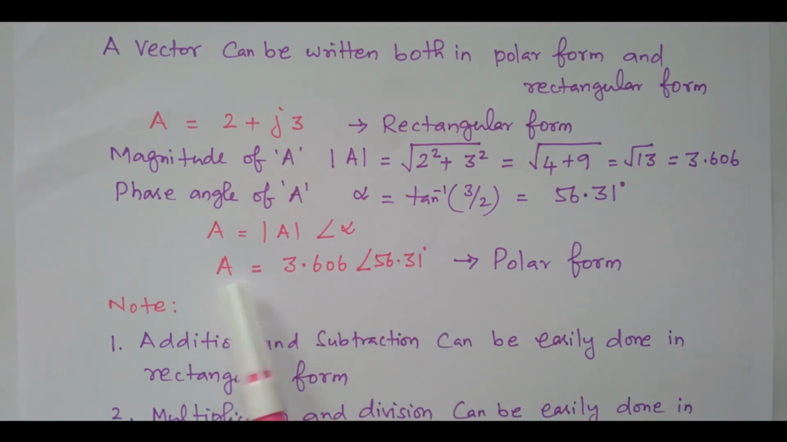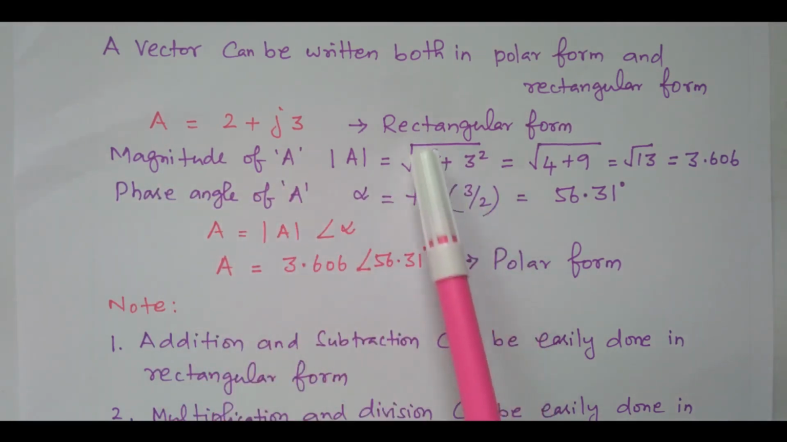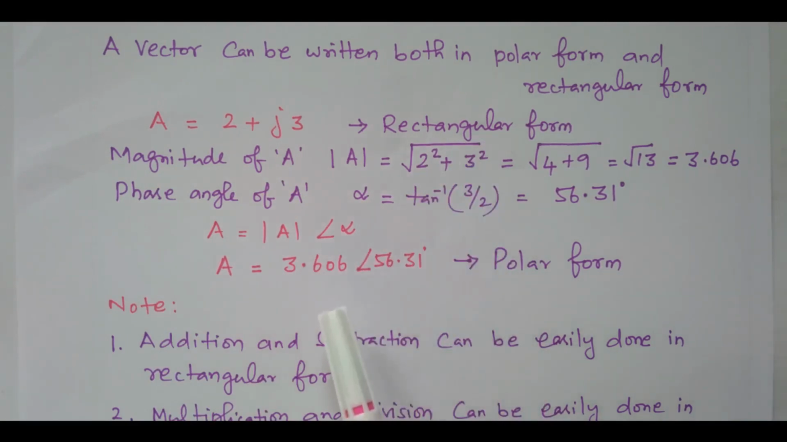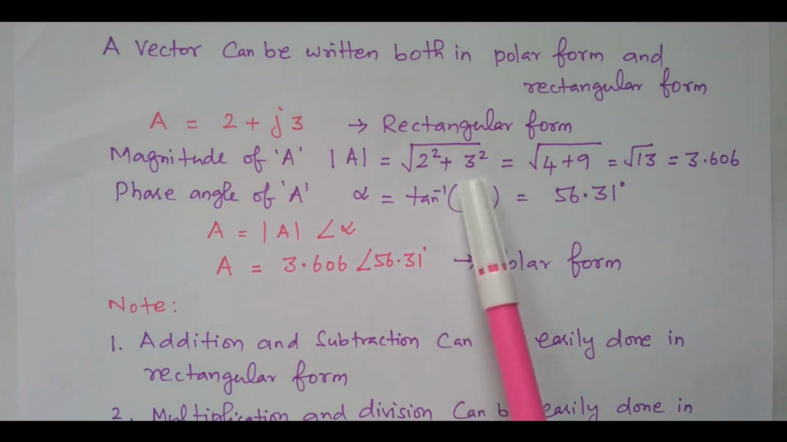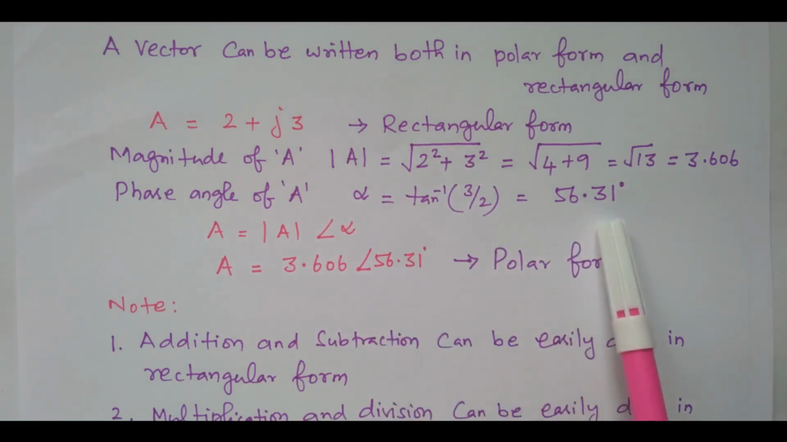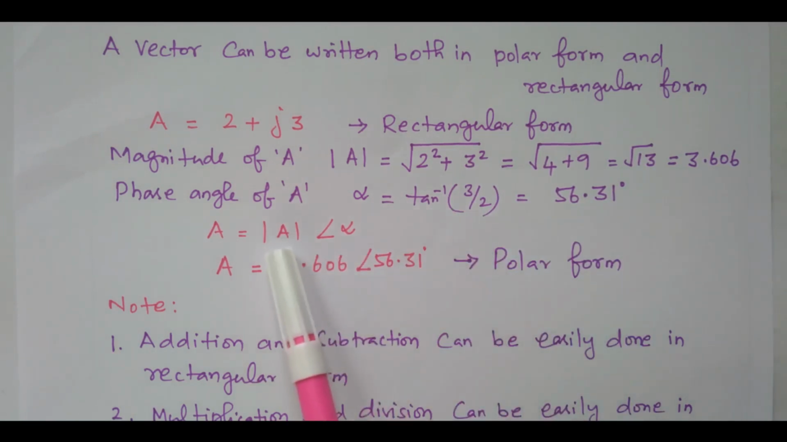How will you find the magnitude and angle? Magnitude is calculated as square root of a square plus b square, that is, real term square plus imaginary term square. How will you find the angle? Alpha equal to tan inverse 3 by 2, that is, imaginary term divided by real term. So this is represented by magnitude and angle. Magnitude is 3.606, angle 56.31. So this is a polar form.